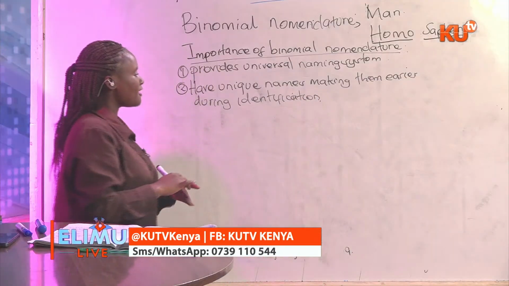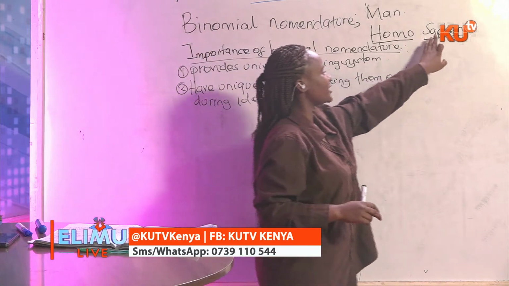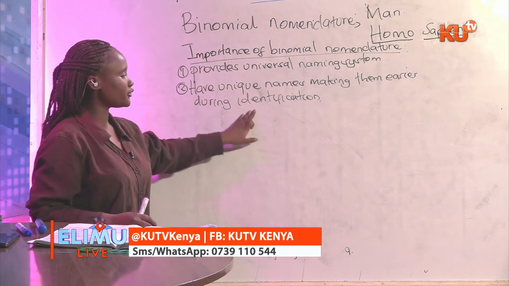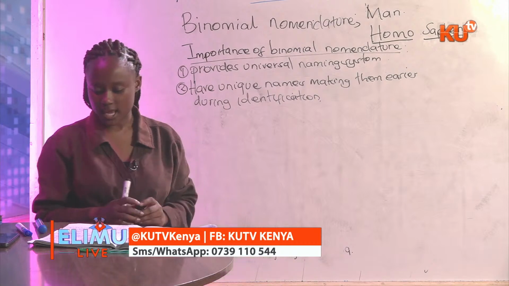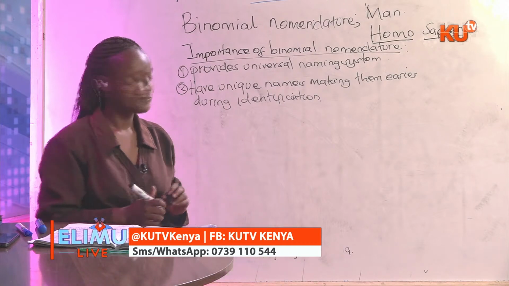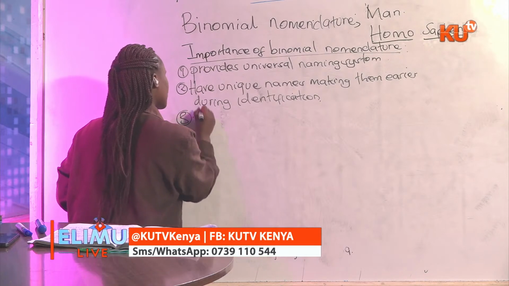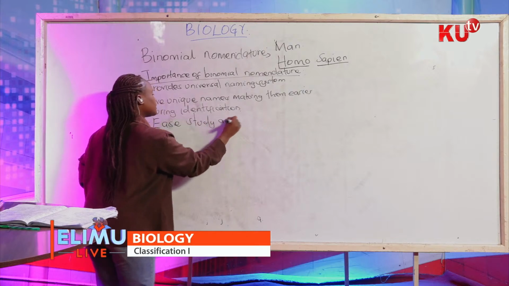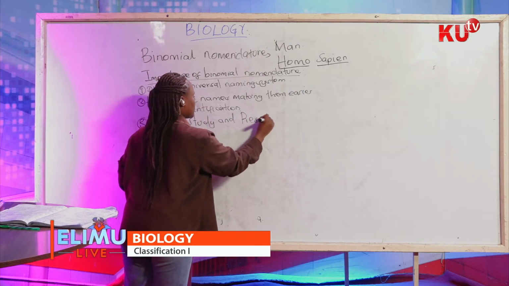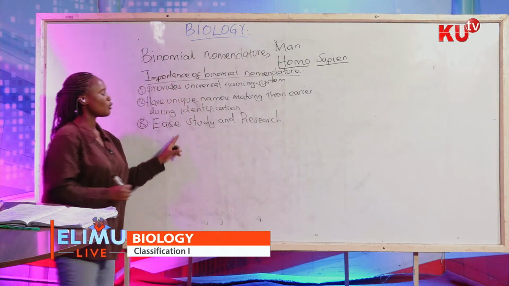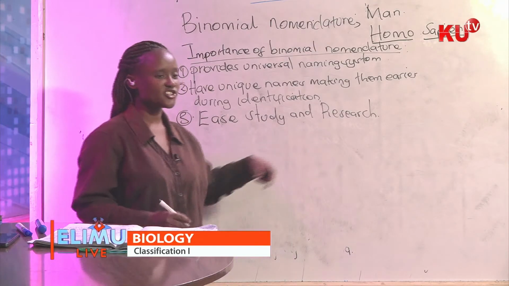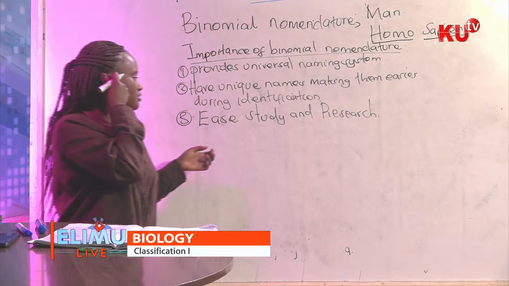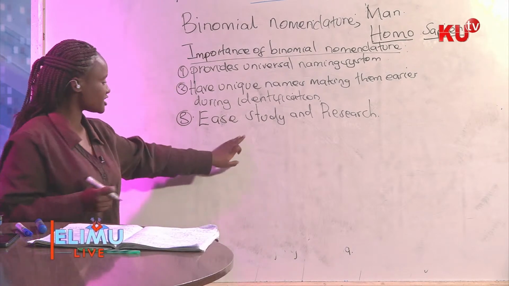So we have unique names. For example, we have Homo and sapien. Homo sapien is unique, which makes identification easier for scientists. And we have it is study and research. Because of their unique name, the study and research helps the researchers and the scientists to be able to study and research well.